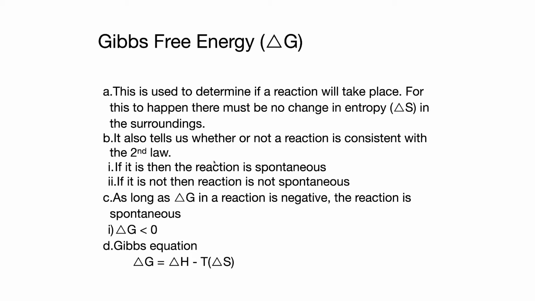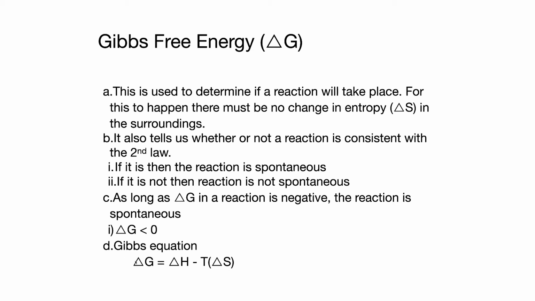It also tells us whether or not a reaction is consistent with the second law of thermodynamics. If it is, then the reaction is spontaneous. If it is not consistent with the second law, then it's not spontaneous. But as long as our Gibbs free energy, delta G, is negative, the reaction is spontaneous. So basically, delta G is always going to be less than 0 for a spontaneous reaction.